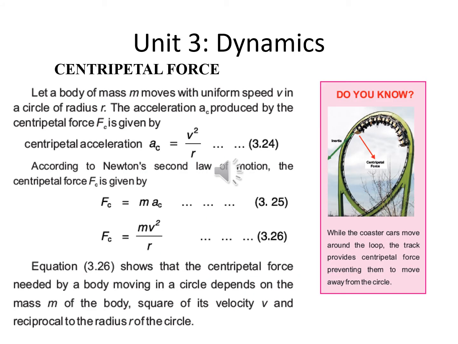Now if an object is moving in a circular path, obviously it has mass m and it is moving with a uniform speed v, because at every point the speed is uniform, and the radius of the circle is r. The acceleration produced by this centripetal force is given by a_c equals v square by r. As we know, Newton's second law of motion is F_c equals m a_c. So we put the value of a_c and we get the centripetal force, F_c equals m v square by r.